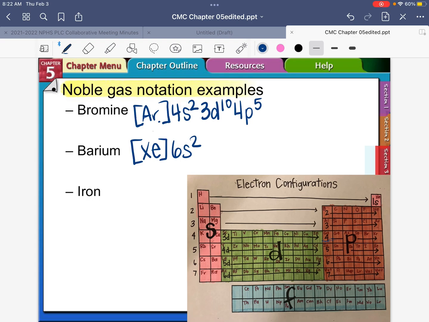And then our last example is iron. So iron is right here on the periodic table. Iron's abbreviation is Fe. Again, you always have to find the noble gas that occurs before it. So we go up all the way to the right. And we're going to use argon in brackets. That's the noble gas. Put argon in brackets.